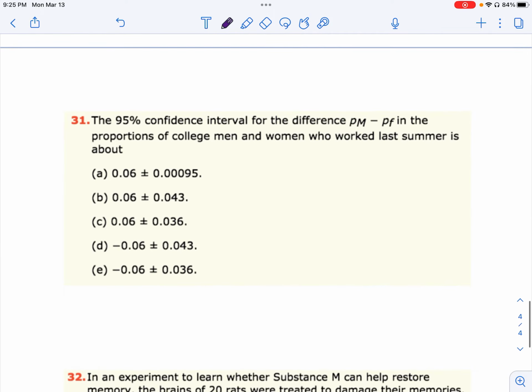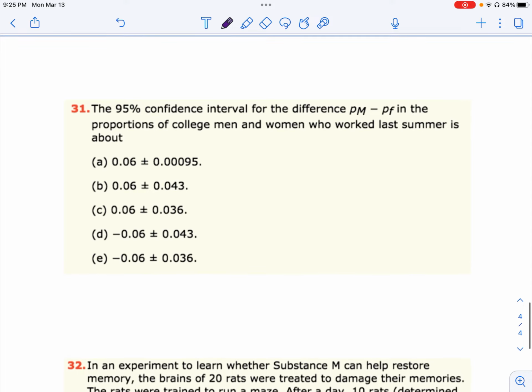31. What is the confidence interval for this? Well, first of all, I can rule these out, because I already did 0.88 minus 0.82 to get the difference. So I know it's a positive difference. So I know the point estimate's going to be A, B, or C. See how they show this. They have the point estimate, and then this number here would be the margin of error.